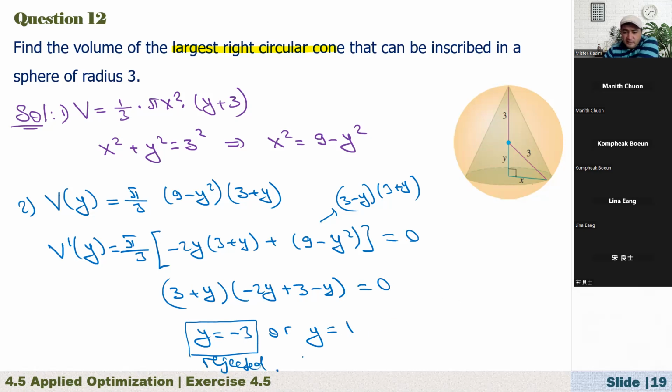So what is our answer? When y is equal to 1, what is x? This x should then be the square root of 8, right? So actually it maximizes the volume. How do I know that? Again, to verify this, we have to differentiate one more time, and you will see that at this point it is negative. I'm just skipping that part as an exercise. You'll do it yourself.